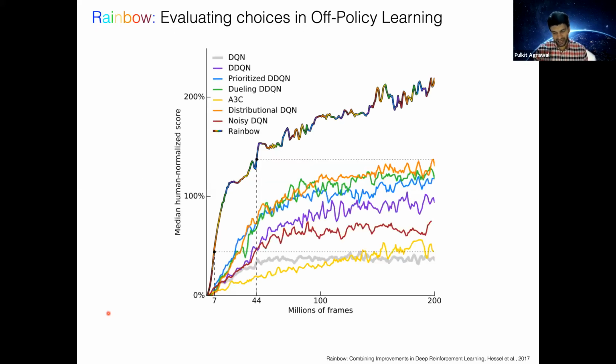Similarly, just like the different improvements and recommendations that were made for on policy methods, Rainbow, which we saw a couple of lectures before, also showed how different choices in Q learning affect performance. We saw how adding double DQN, prioritization, and dueling each helped, and how combining them leads to overall improved performance.